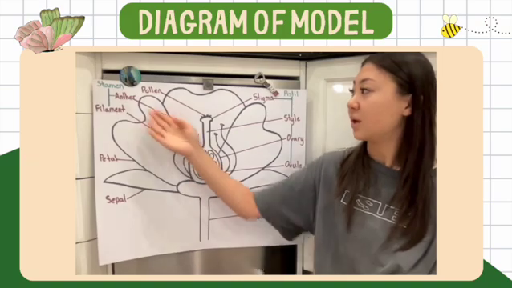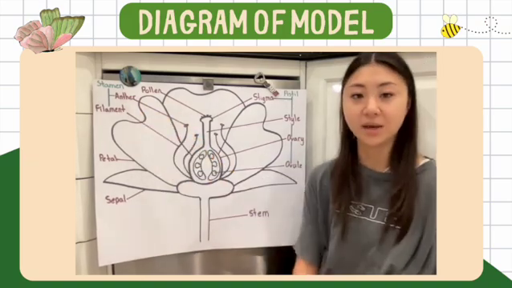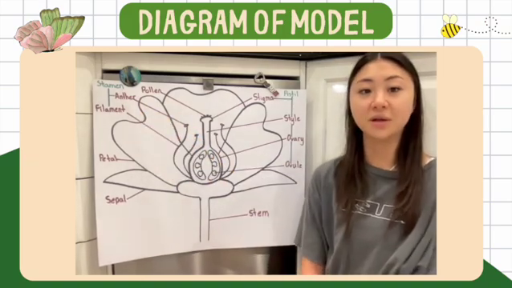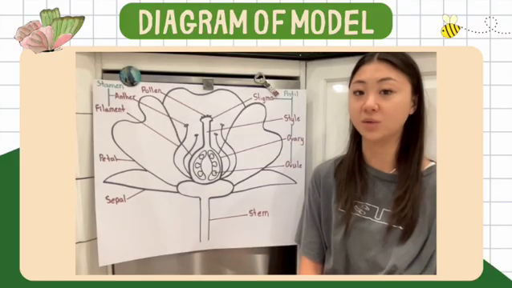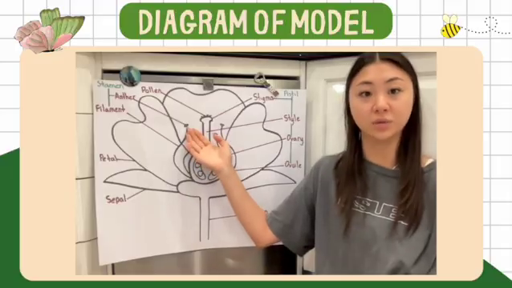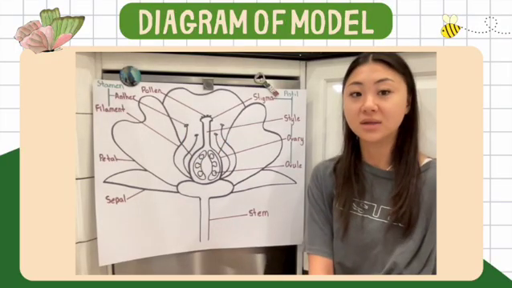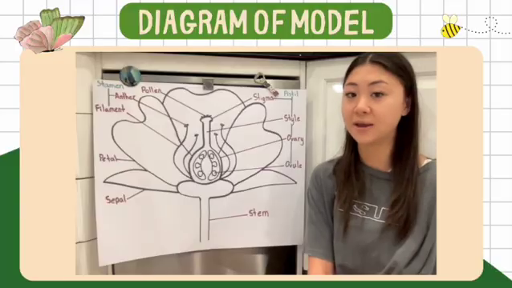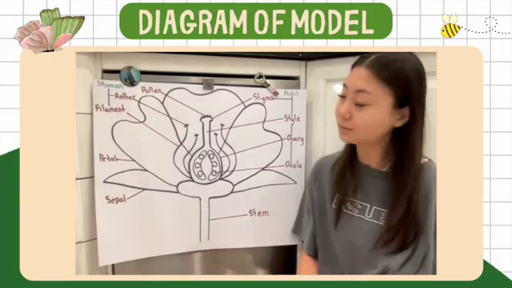Fourthly, we have the filament and the anther. These two together make up the stamen, which is the male part of the flower. The filament is a thin stalk that holds up the anther high so that the wind and insects can reach it easily. Then we've got the anther. The anther contains the pollen, which holds the male cells. This design helps pollen spread easily, and it is an adaptation that increases the chances of reproduction.